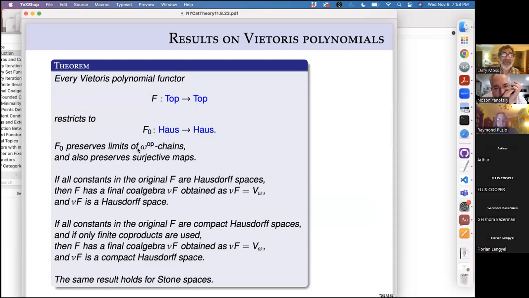And that means that if you do this kind of stuff and you look at the part on the Hausdorff spaces, you get the final coalgebra in omega steps. So in the case of sets and metric spaces, it took omega plus omega. But this topological one is better. I mean, it comes out in omega steps. And you get a bunch of other results that I think let me just show you them in a minute.